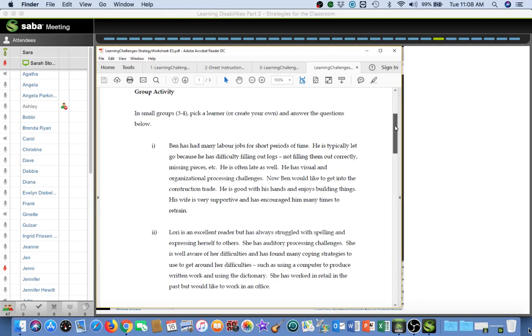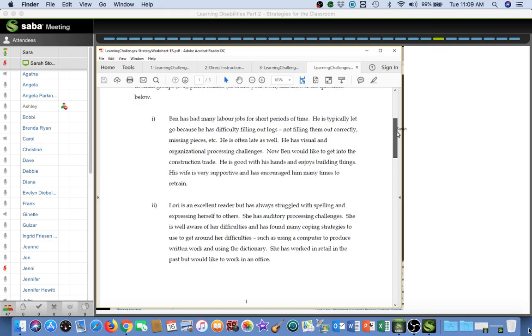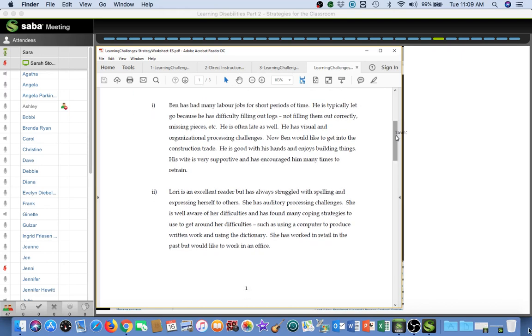So Ben has had many labor jobs for short periods of time, typically let go because he has difficulty filling out logs, so not filling them out correctly, there's missing pieces, he's often late. He has visual and organizational processing challenges. So now Ben would like to get into the construction trade. He's good with his hands and enjoys building things. His wife is really supportive and has encouraged him many times to retrain. So I'm hoping that that resonates. But again, you can create your own case if it makes more sense.